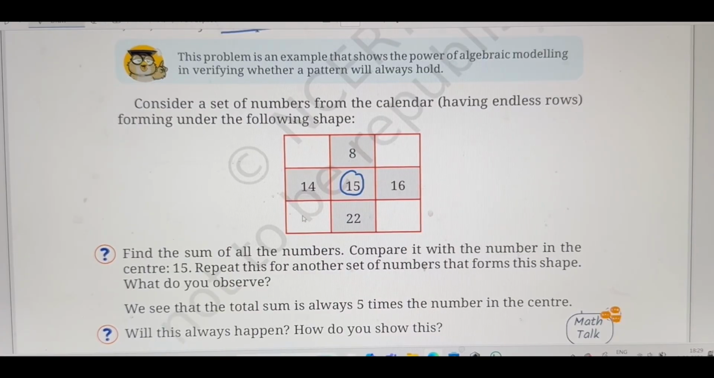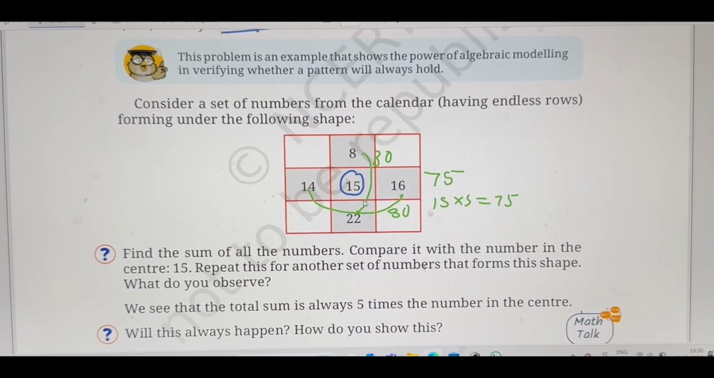Find the sum of all the numbers. Now if we want to add all the numbers, what can we do? We can add 8 plus 22, we get 30. 14 plus 16 is also 30. 30 plus 30 is 60. Plus 15, so the total sum is 75. What do you observe? 15 into 5 is 75.